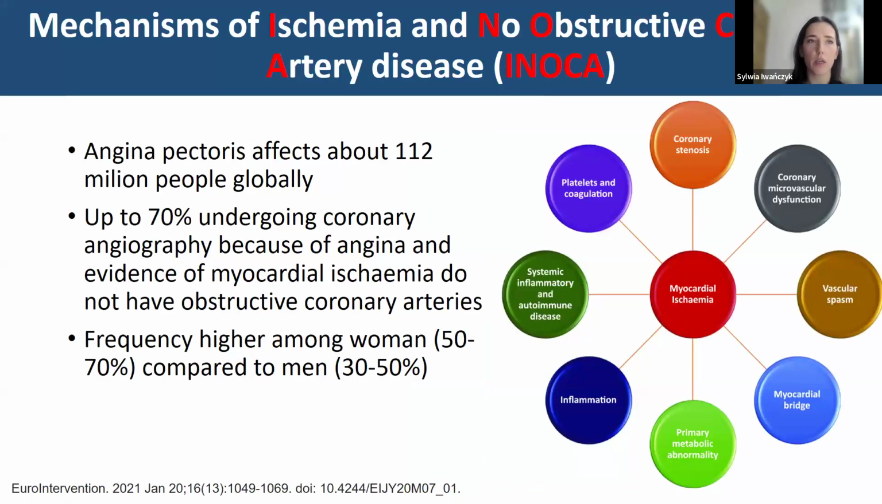Why is it so important? Because it's one of the pathomechanisms of myocardial ischemia in patients without coronary artery disease, without stenosis of coronary arteries, so the INOCA patients. We know that angina pectoris affects about 112 million people globally, and up to 70% undergoing coronary angiography because of angina and evidence of myocardial ischemia do not have obstructive disease. Silvia, sorry.